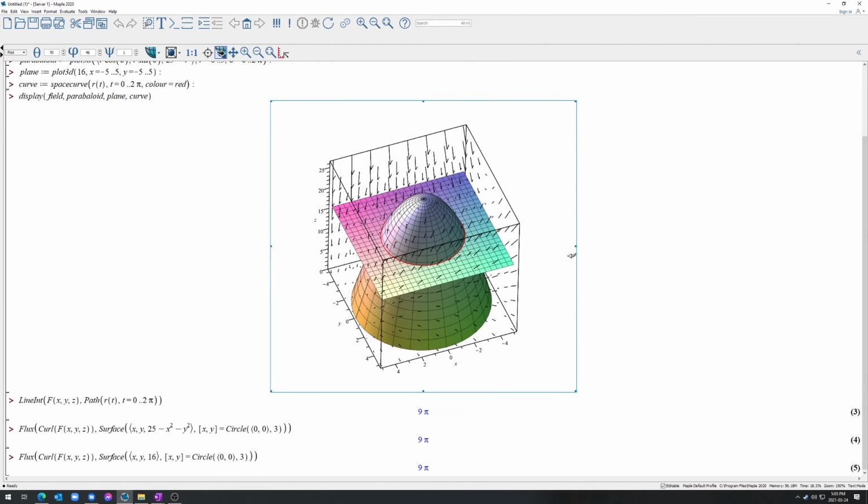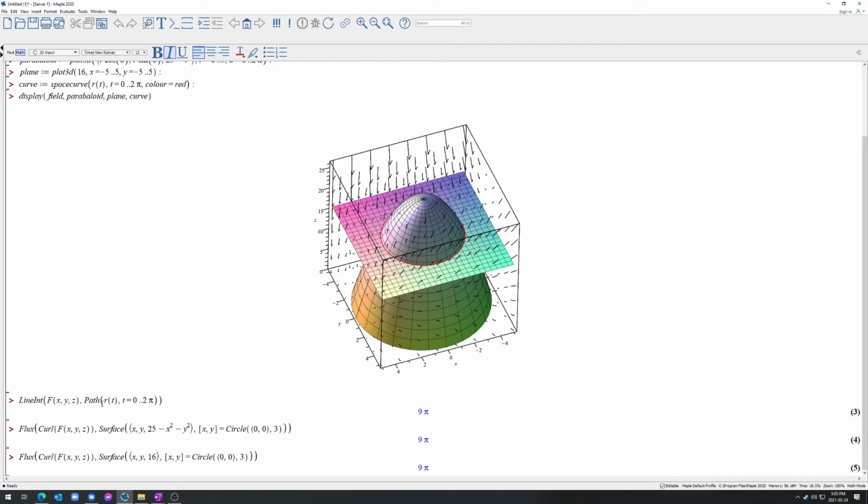I'm just going to scroll down here and show you. We've got the line integral of that path from t equals 0 to 2 pi. That integral should turn out as 9 pi. I've got a flux integral that's just looking at the curl over the surface. And here's the parametrization form of it. X equals x, y equals y, z equals 25 minus x squared minus y squared, using the parameter domain where x and y are in the circle of radius 3 at the origin. You see 9 pi. And just to check our own answer, here's that other surface where z is equal to 16.